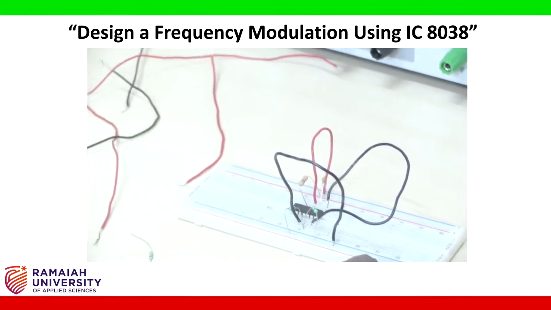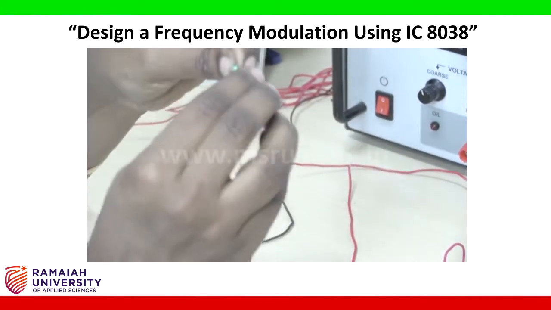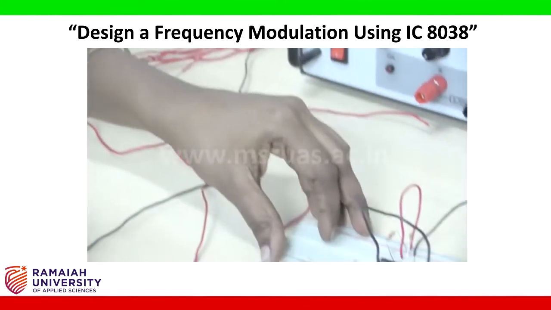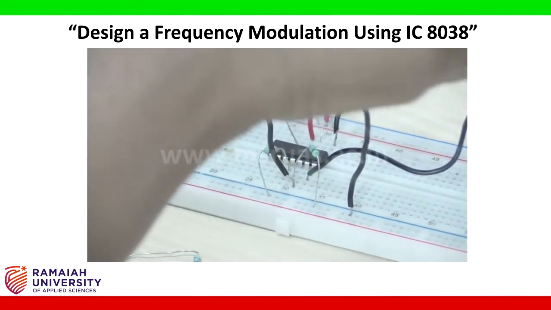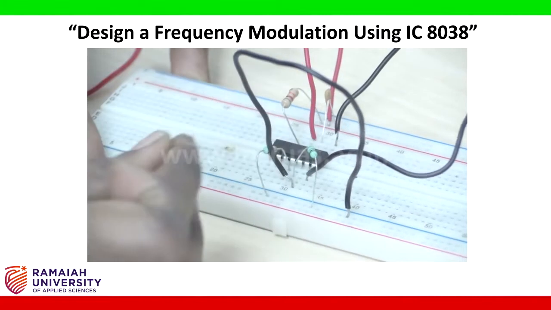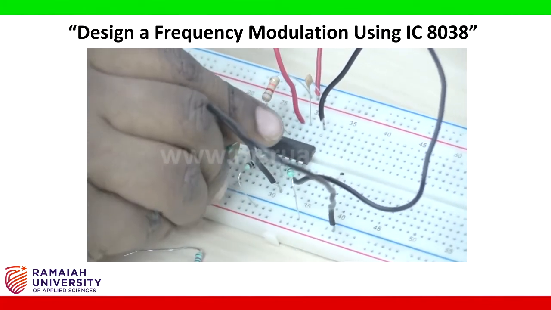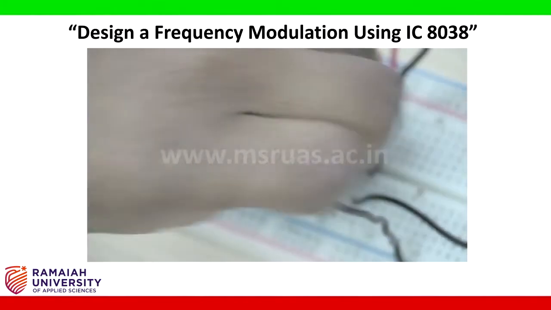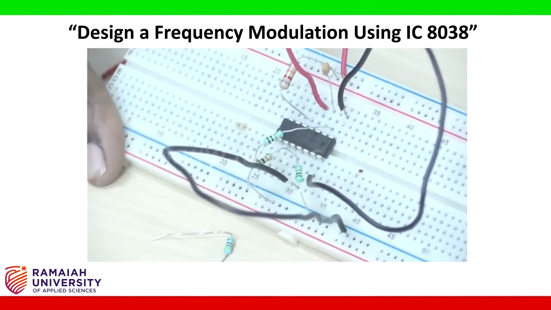Next, take another 10 kilo ohm resistor and connect it from the positive power supply. So this is the positive power supply. We should connect it to pin number 9. So I will use it here: positive power supply to pin number 9.